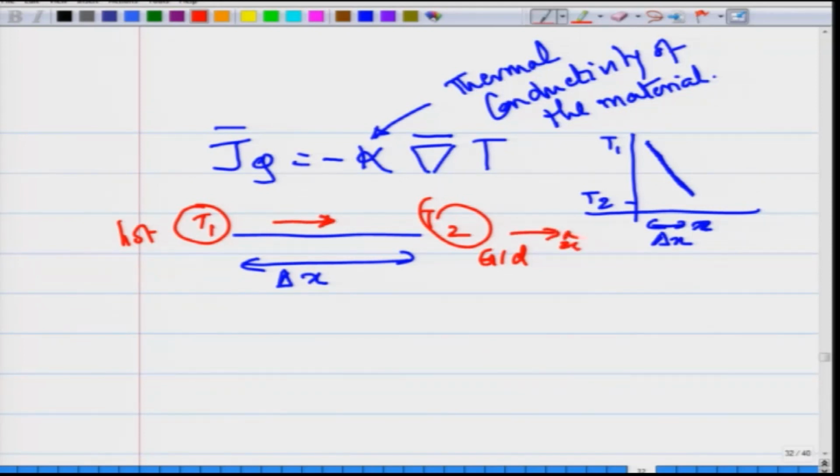If this is your x cap direction, your current is still in the x, your j of q is in this direction. So, you will have the negative sign to account for the negative gradient. So, although the gradient is negative, you have a current which is in this direction, and to maintain that you will have the negative sign coming into this picture.